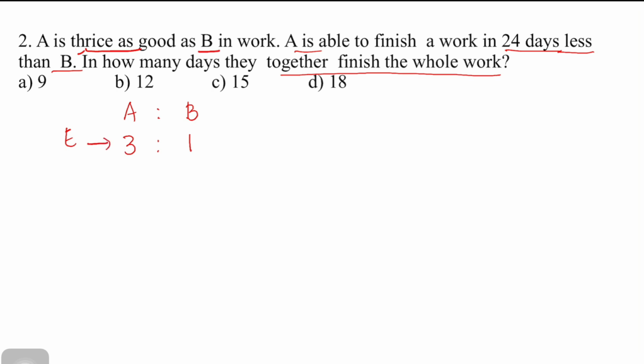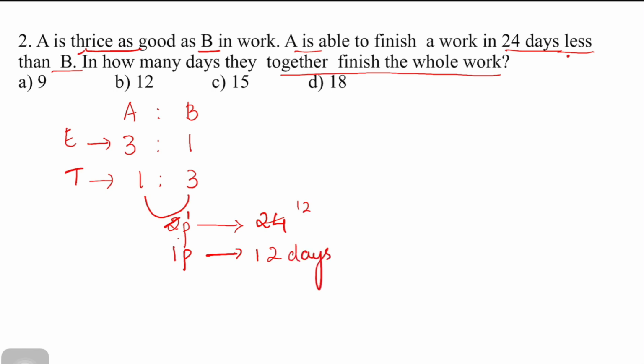So the efficiency ratio is 3:1. So the time ratio will be 1:3. A is able to finish the work in 24 days less than B. In ratio, A takes 2 parts less than B. In days, A is taking 24 days less than B. So 2 parts I can equate to 24 days. If 2 parts is 24 days, then 1 part will be how much? 12 days, because 2 12s are 24. So 1 part is 12 days.